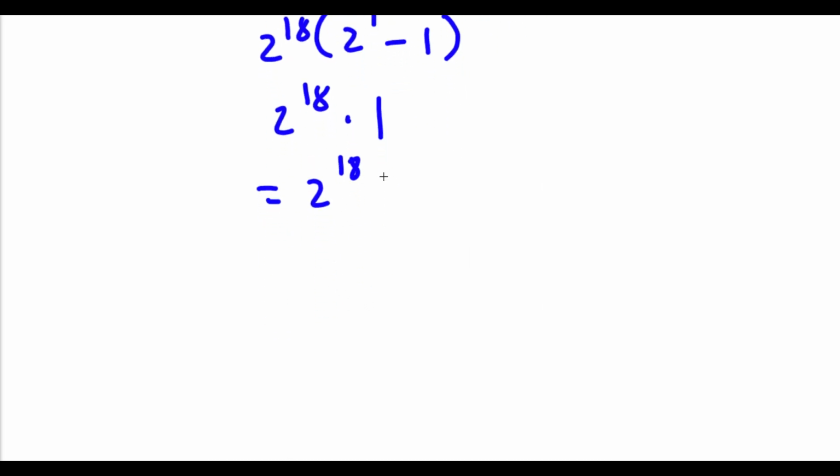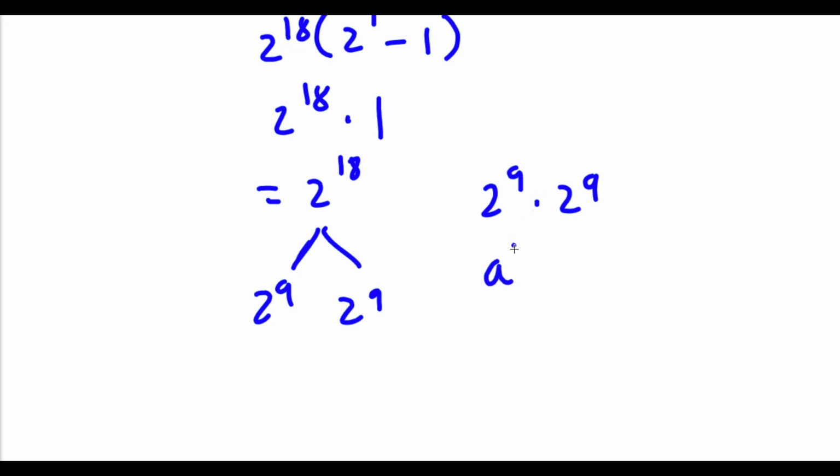So now 2 to the power of 18 is equal to 2 to the power of 9 times 2 to the power of 9. Because if I have something in the form a to the power of m times a to the power of n, this is equal to a to the power of m plus n.